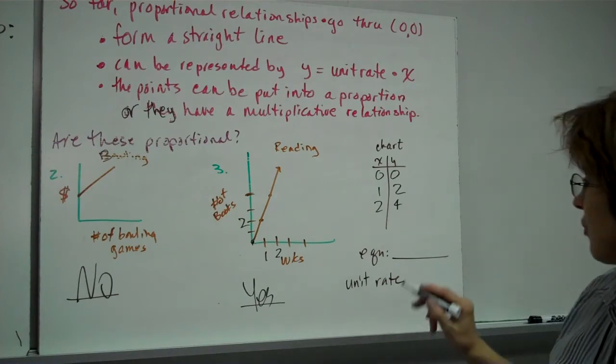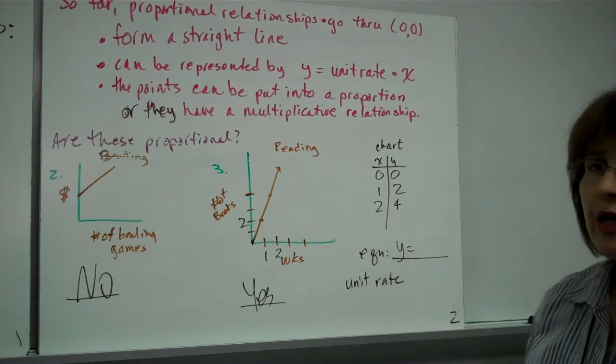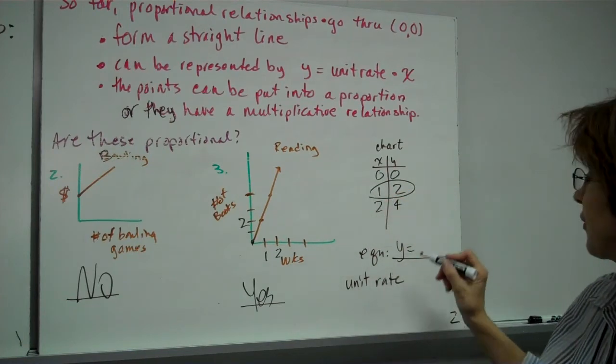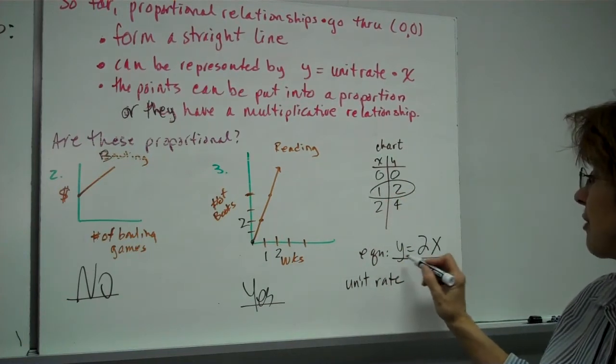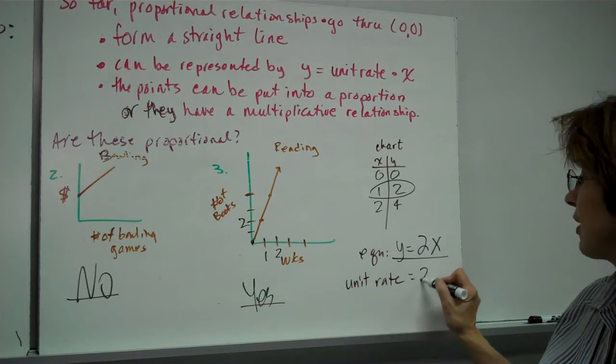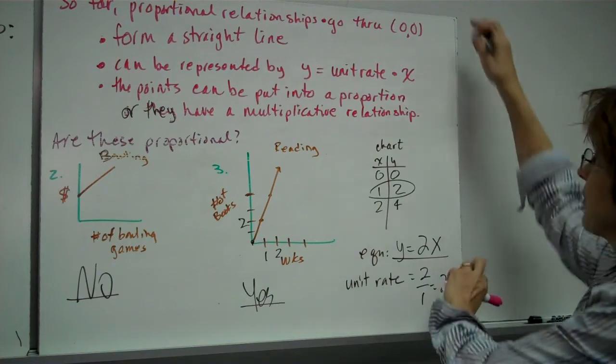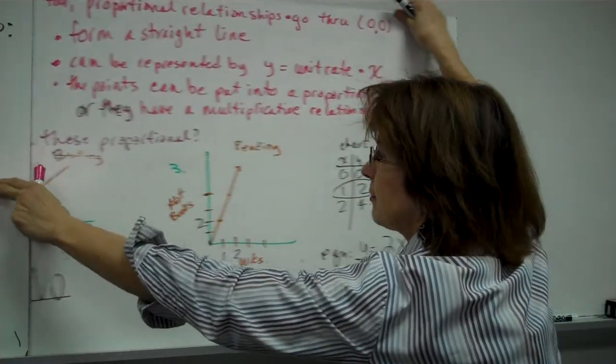Now let's see about the equation. Well, the equation is going to be y equals the unit rate. The unit rate is when x is 1, so here we already have it. We don't have to figure it out. So the equation is going to be y equals 2x, and the unit rate is 2 over 1, or you could just say 2. Okay? Next one.